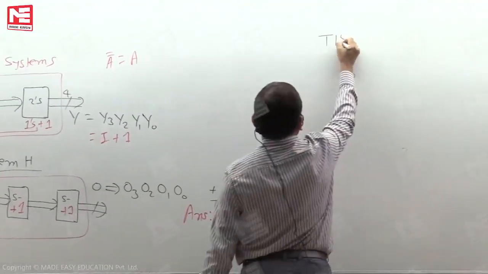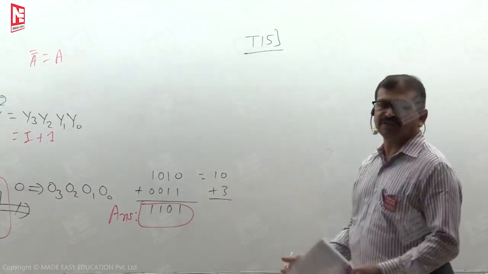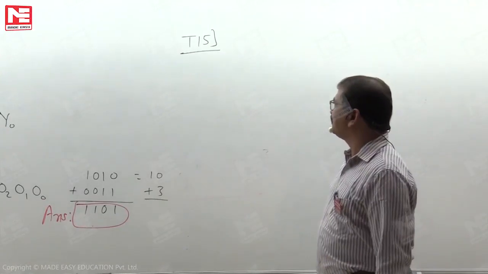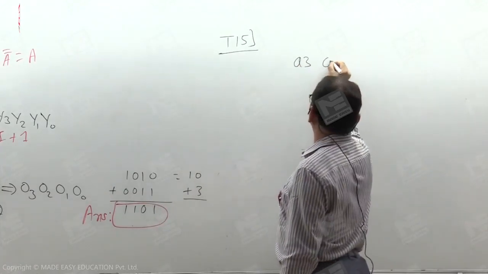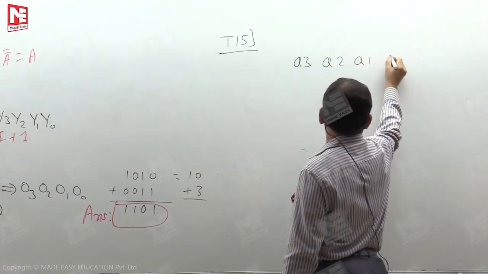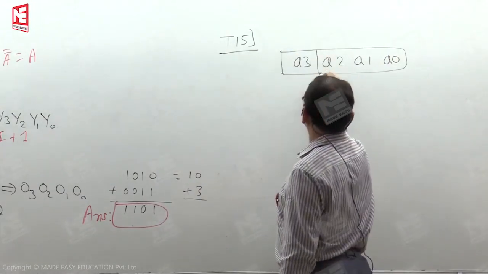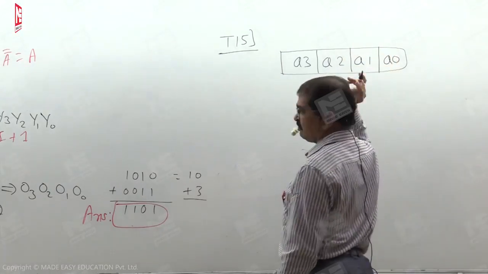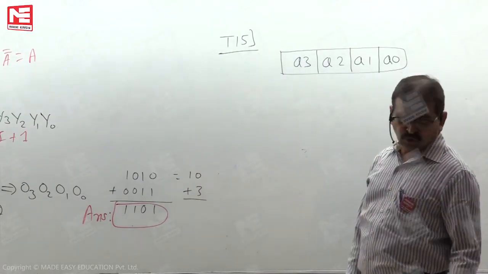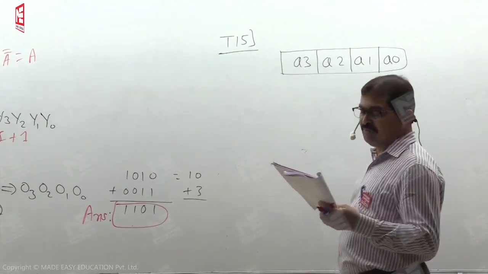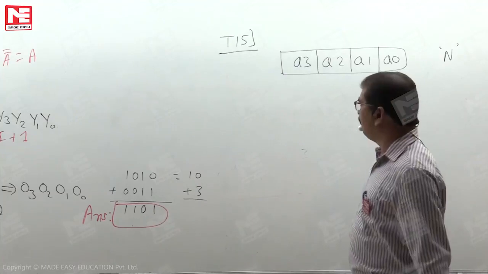Let us come to the next question. It is a good question from a previous GATE paper. In the 2006 GATE exam, it was a question for 2 marks. We are having here one number with bits A3, A2, A1, A0. Read the question from the workbook. The question mentions this number is in the 2's complement form, and it is equal to integer n.